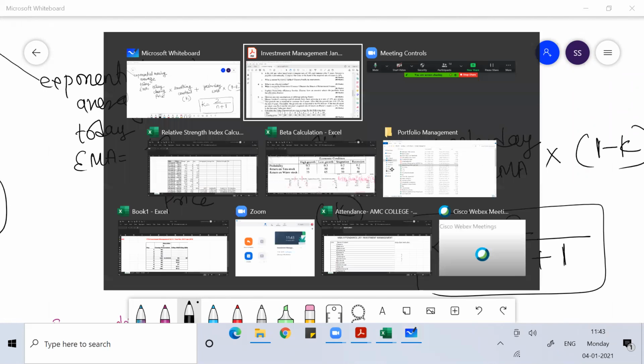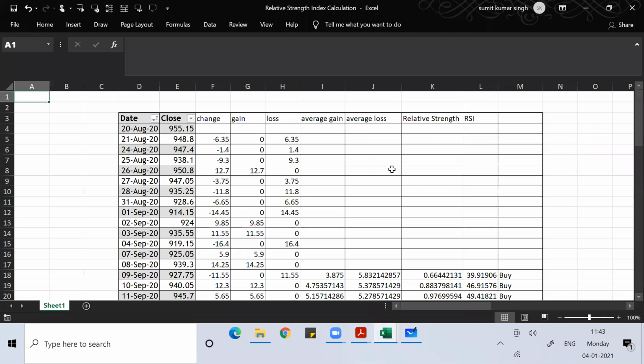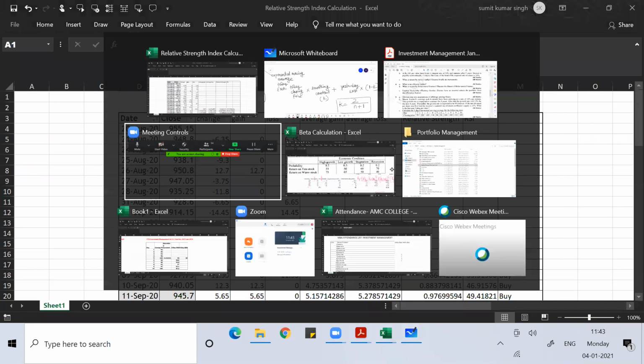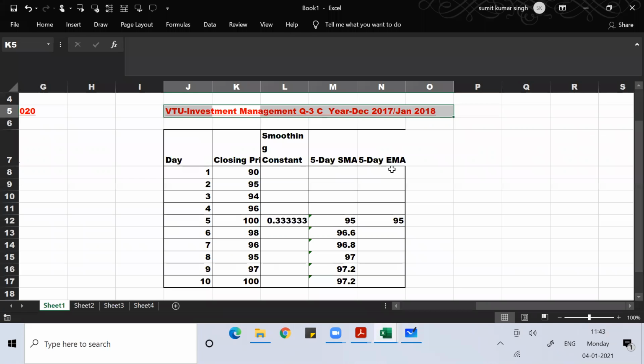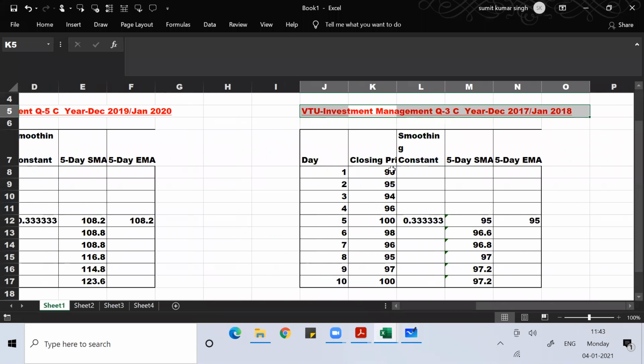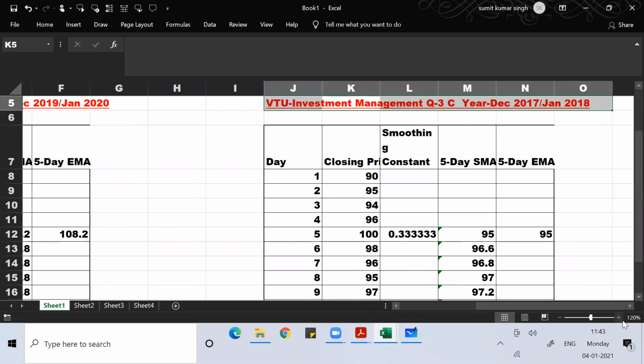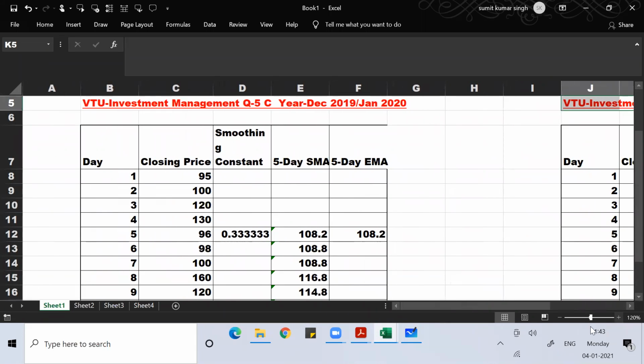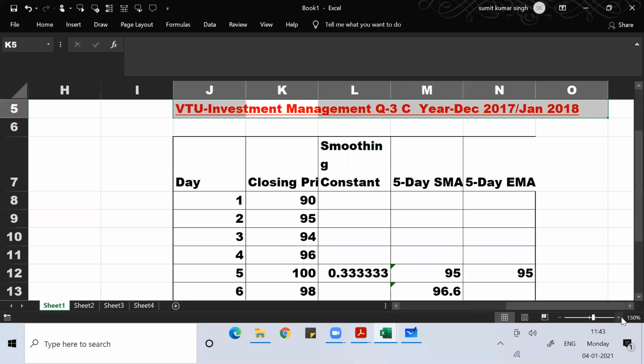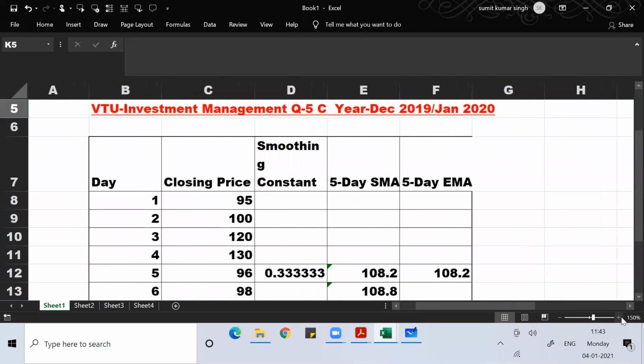Now you can see this question, which came in the VTU January 2000 question paper.